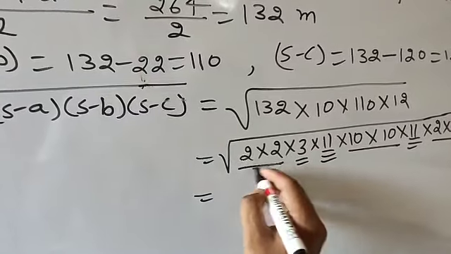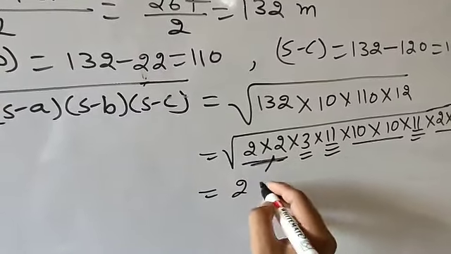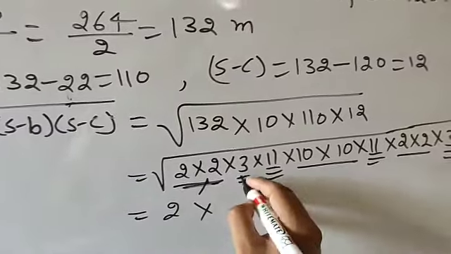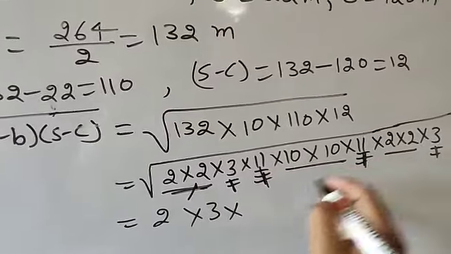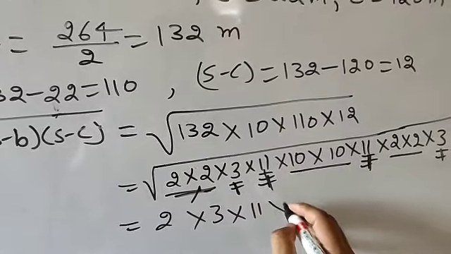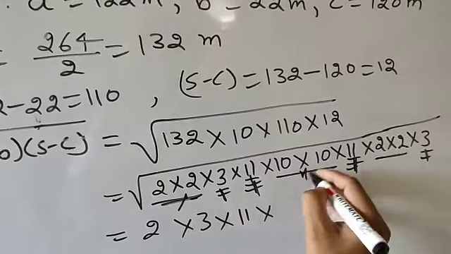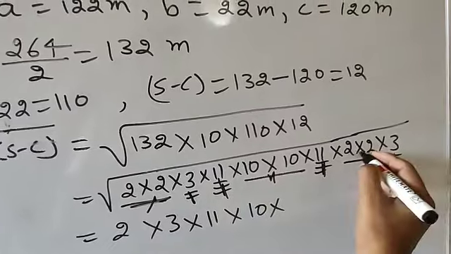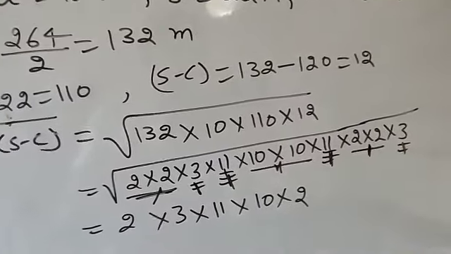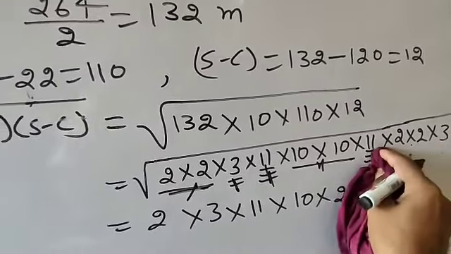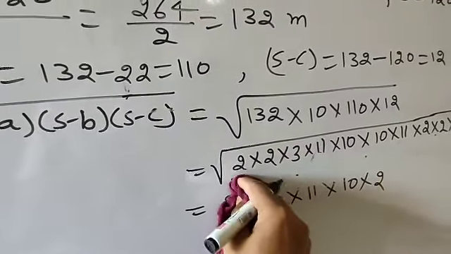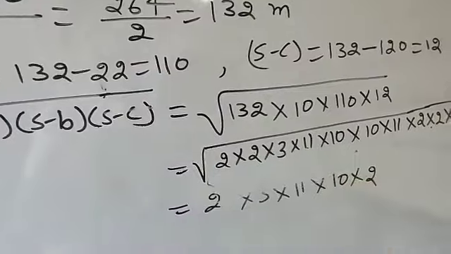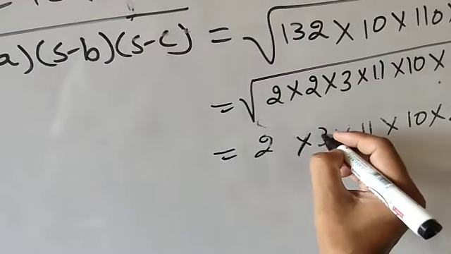So from here you will take 2, here 3 is there, and here 3. So 1 3 you will take, here 11 and 11, so 1 11 you will take, and here 10 and 10, so 1 10 you will take, and here 2 and 2, 1 2 you will take. So I have taken one number from each pair.